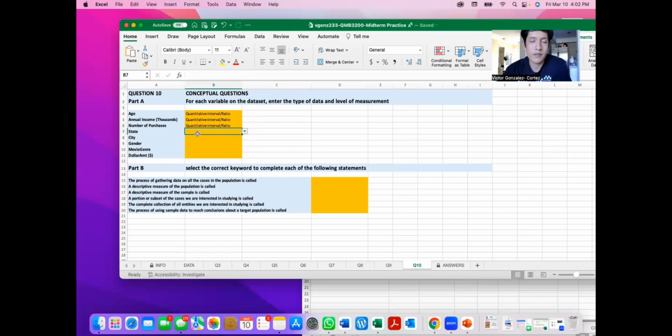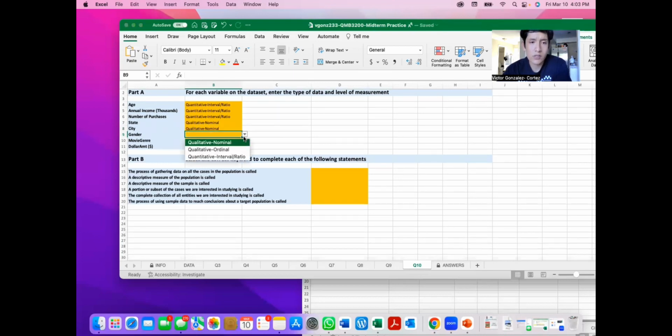And the state would be qualitative nominal, since it's not numeric in nature. And then city would also be qualitative nominal, since it's also not including any numbers such as a range or a scale. And then gender would also be qualitative nominal, and movie genre would also be a qualitative characteristic, qualitative nominal. And the dollar amount would be a quantitative variable.